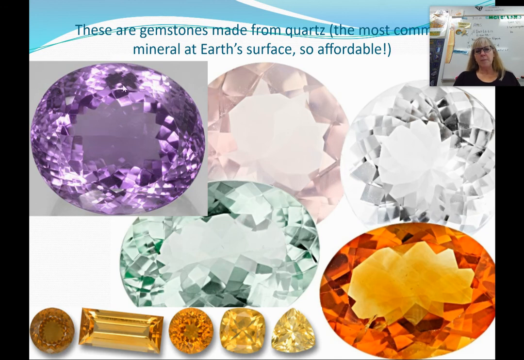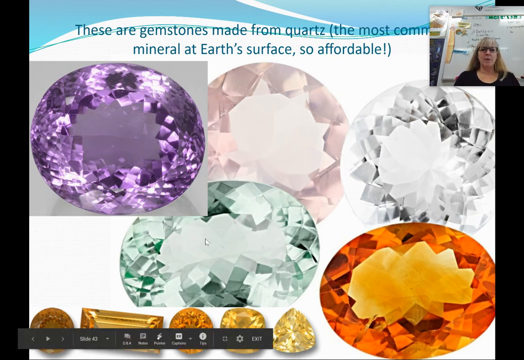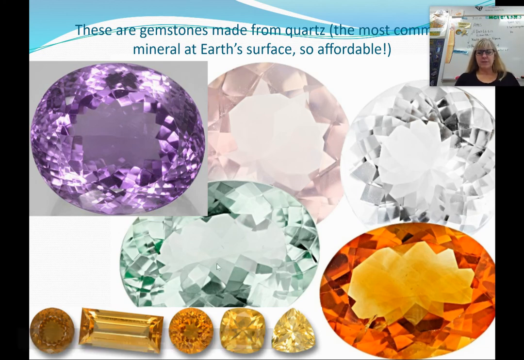This is a purple quartz. It's called amethyst. This is actually called green amethyst. I know it's not purple, but they're related. The minerals that are in there substituting for the silicon are related. This is a green amethyst. This is rose quartz. They just call this diamond quartz or clear quartz.